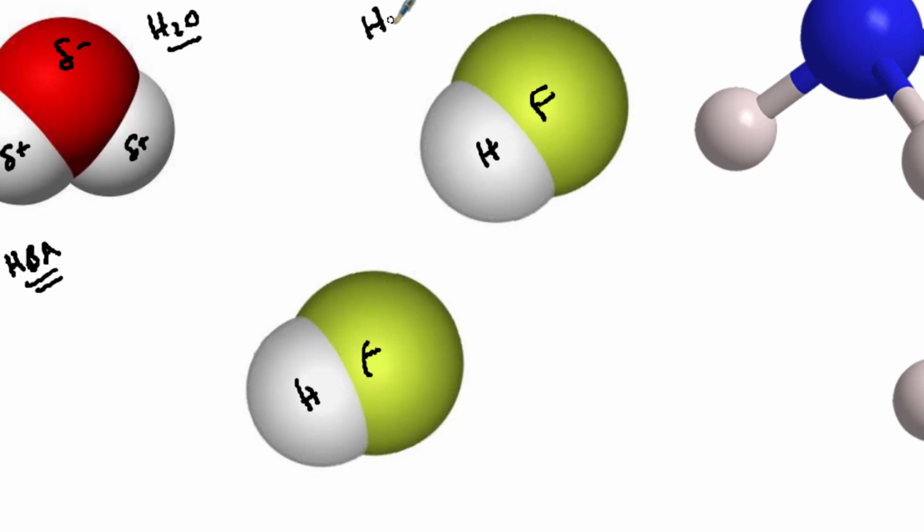HF is another great example of hydrogen bonding attractions. The F is very negative, and the hydrogen is very positive. And you can see there is an attraction here. And this is a hydrogen bonding attraction.